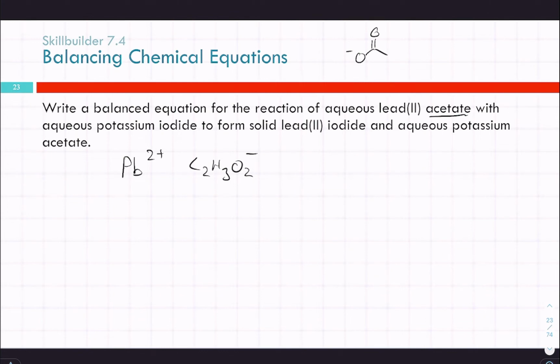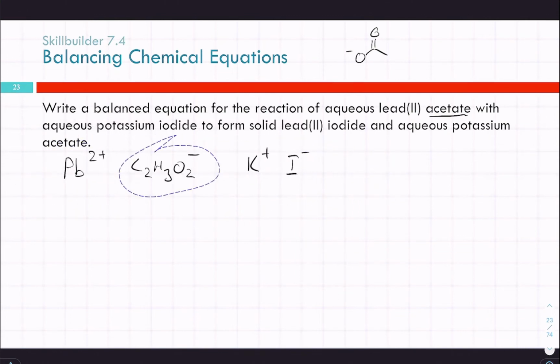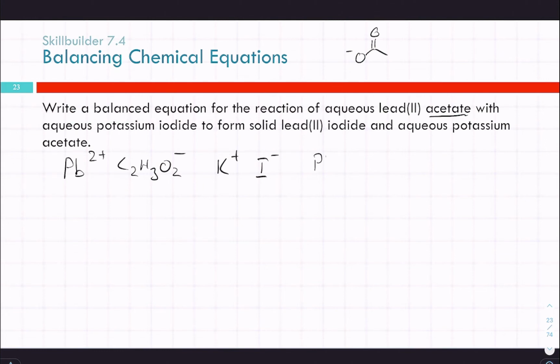So we're going to have that aqueous lead acetate reacting with potassium iodide. K, potassium, is a plus charge. Iodine, the minus charge. And we're going to form solid lead 2, and then iodide again, and potassium acetate.